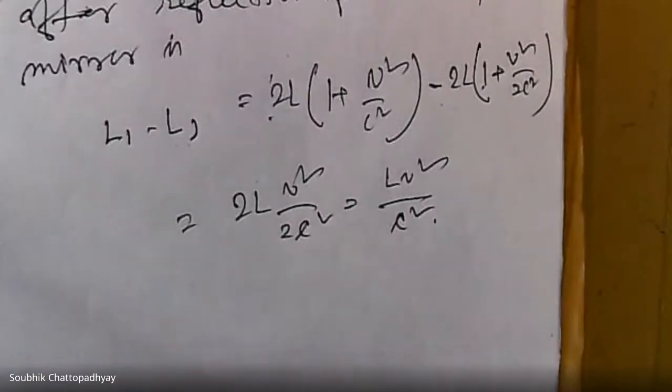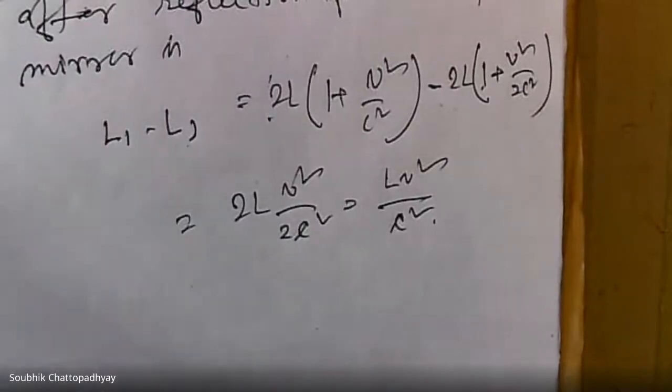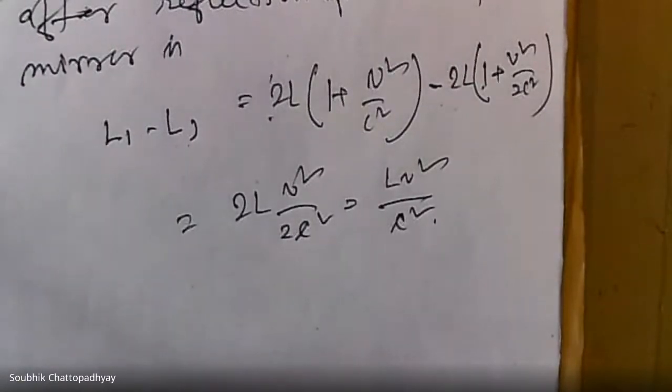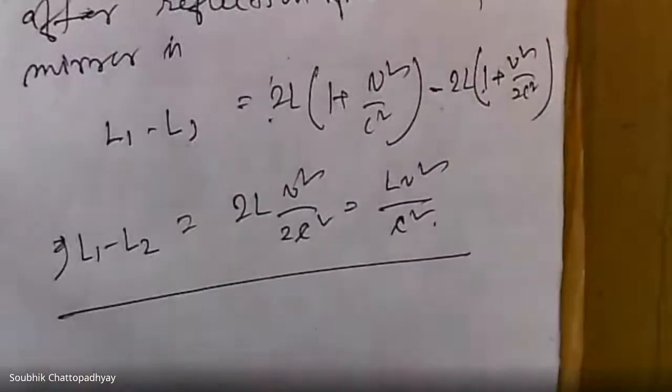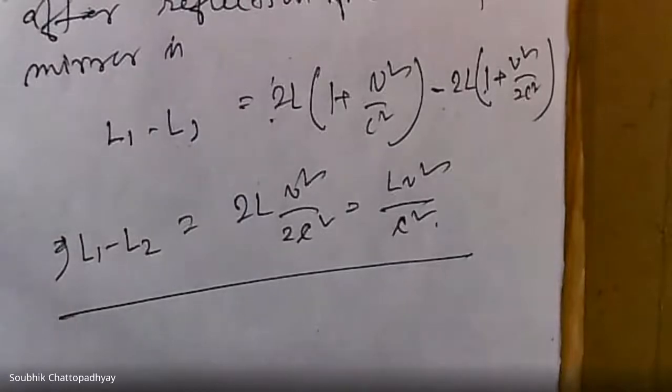So if the earth were not in motion, there would not be any such path difference. So due to this path difference, you will get some interference fringe, either bright fringe or dark fringe at a position.